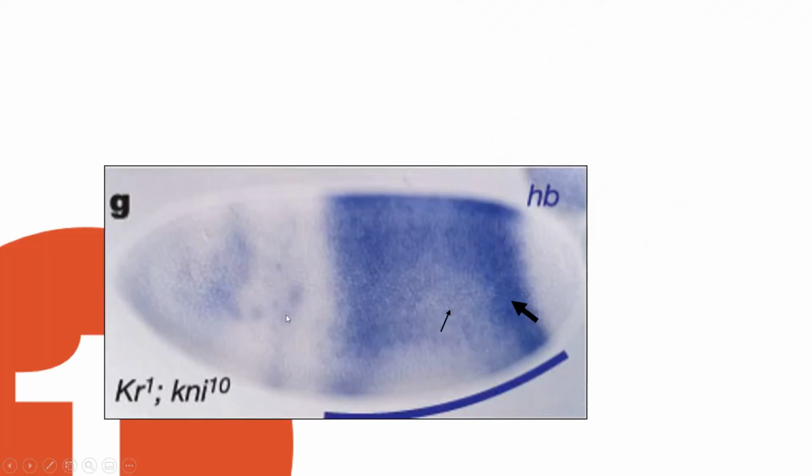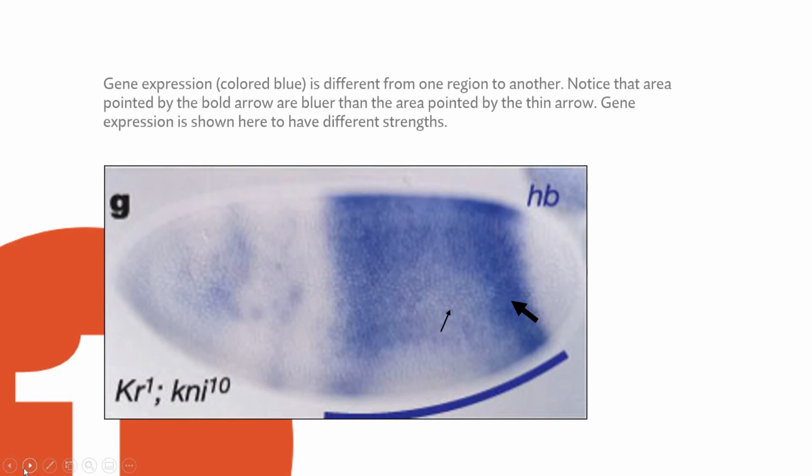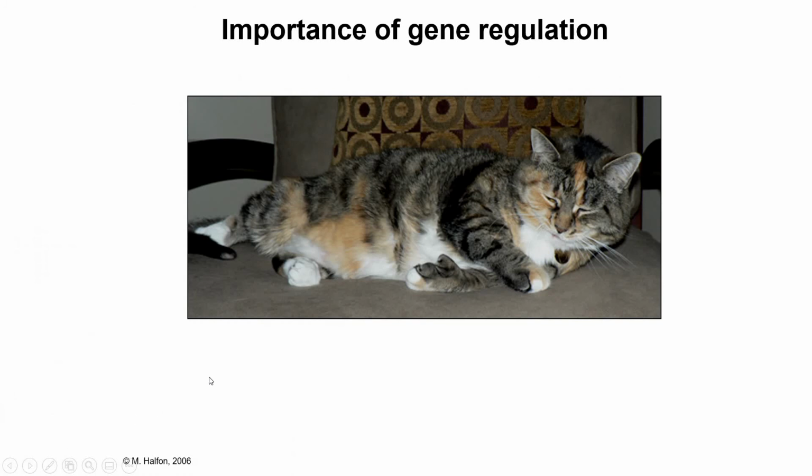The last dimension when it comes to gene expression regulation is abundance. The gene expression that is colored blue right here is different from one region to another. Notice the area that is being pointed by this bold arrow. This area is bluer compared to the one pointed by the thin arrow, because gene expression in this area is stronger. So that is the third dimension of gene expression.